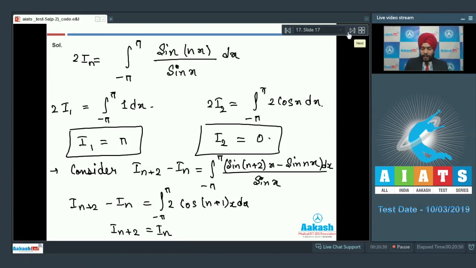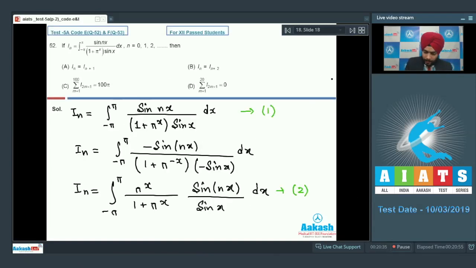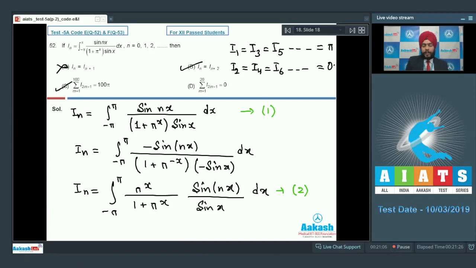So In plus 2 is equal to In, meaning I1, I3, I5 will all be pi, and I2, I4, I6 will all be 0. This means I2n plus 1 will be equal to pi, and I2n, that is I2, I4, I6, will all be 0. Option number A is wrong, B is correct. C is also correct because these are 100 odd terms, I1, I3, I5 up to I201. So pi plus pi plus pi, 100 times, is 100 pi. This is obviously wrong. Final answer again is BC.